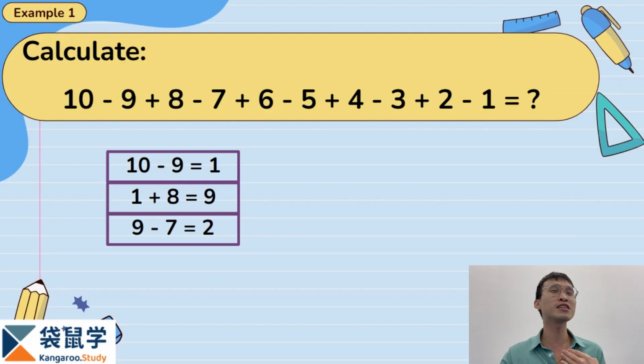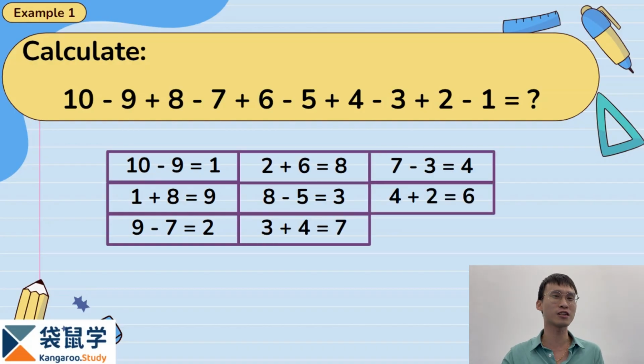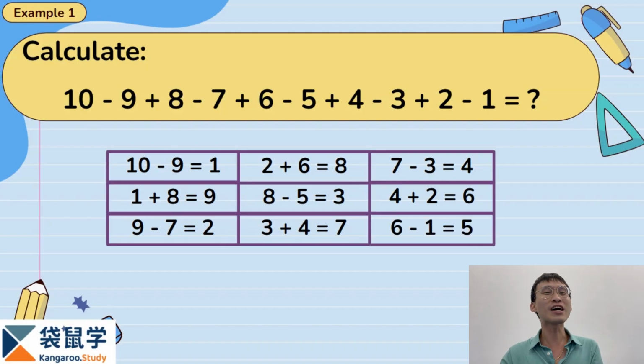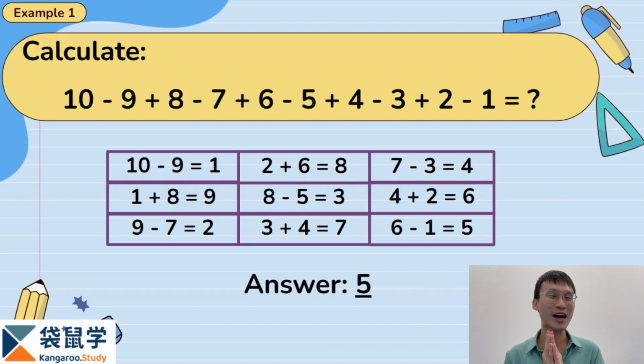And we have to repeat this operation all the way until finally we get 6 minus 1, which will give us a final result of 5. So the final answer is actually 5. Yay! We solved this question. However, there's a lot of steps, right? It feels too long. Now, I will show you an easier way.